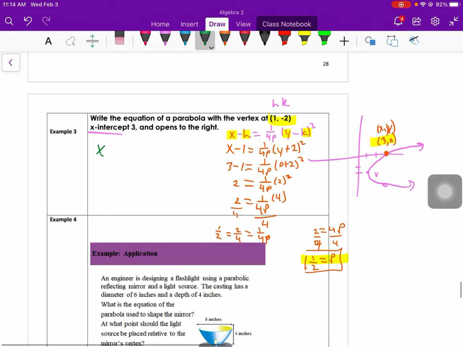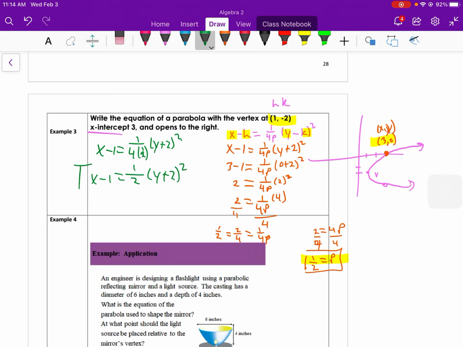So then over here we have x minus 1 equals 1 over 4. p was half, and then y plus 2 squared. So simplifying, we have x minus 1 equals 1 over, so it'd be 4 divided by 2, so 1 over 2, y plus 2 squared. So this would be the standard form here.